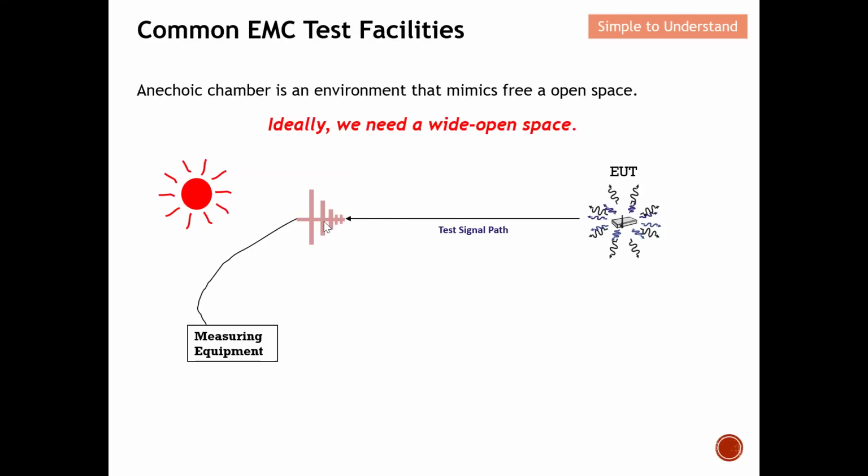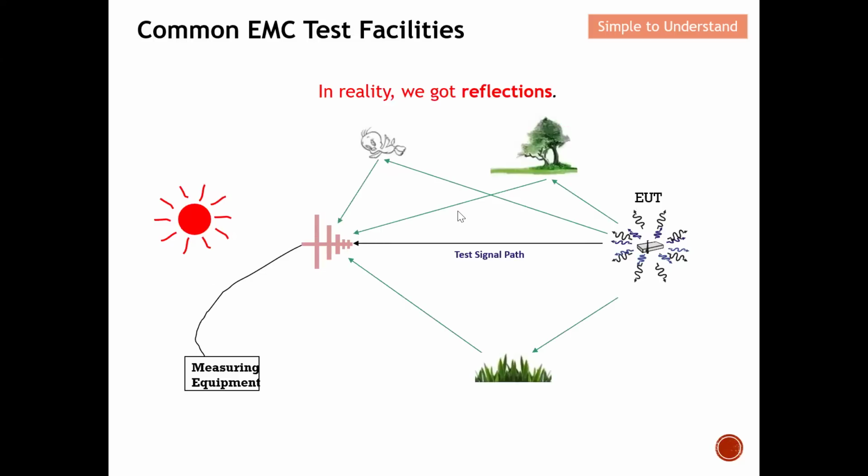But certain things may happen, as you can see from here. For example, we can have a tree, we have the ground, we can even have a foreign object that can cause reflection. You can see from here the original signal is reflected by the tree and reaches the antenna. The signal from the EUT is also reflected by a foreign object and finally reaches the antenna. And this is another undesired reflection from the ground that also reaches the antenna. What we want is this test signal path directly from the EUT to the antenna. So all this we have the reflection. How to solve all this?